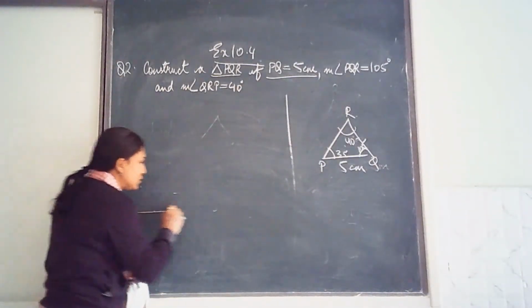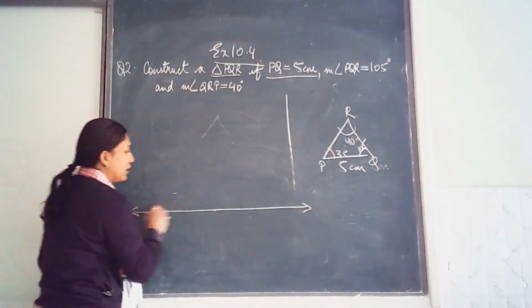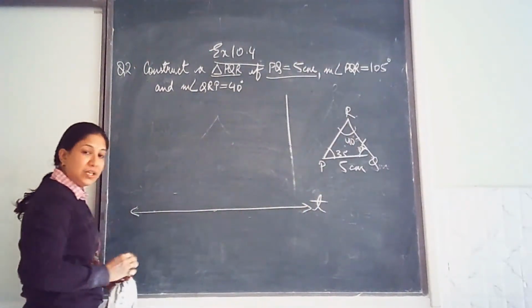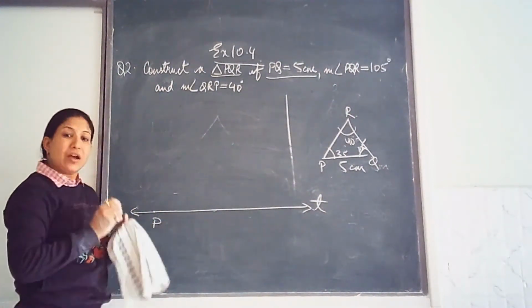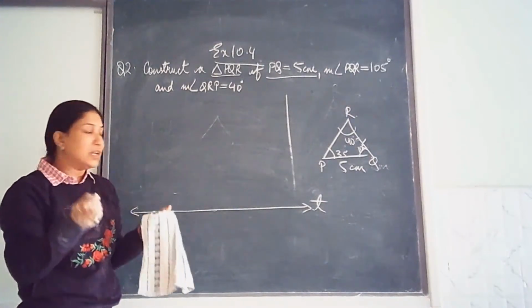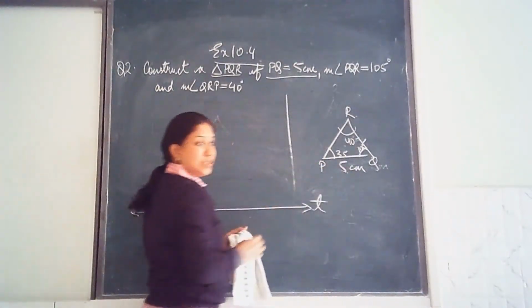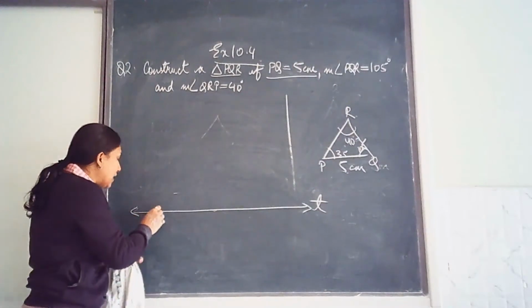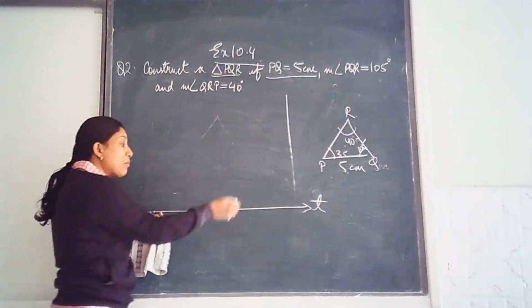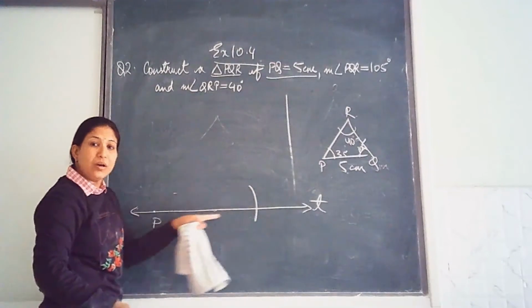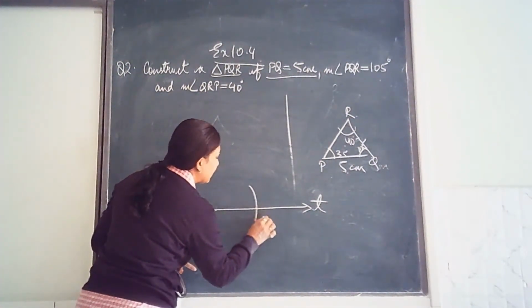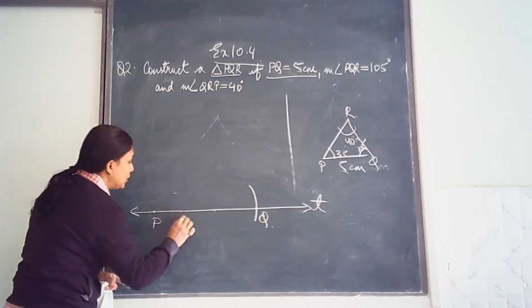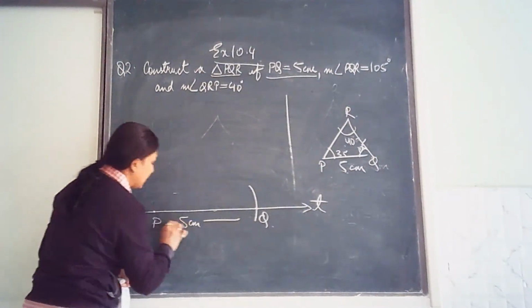Now let us start. To construct a triangle, first draw a line, label it with any alphabet. I'll take T, mark a point and label this as P. Take out your compass, place it over your scale and measure a 5 cm radius on your compass. Taking P as center, cut an arc on line T. This point of intersection, label it as Q. So here you get 5 centimeters.